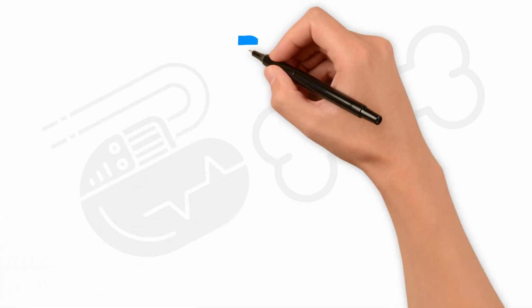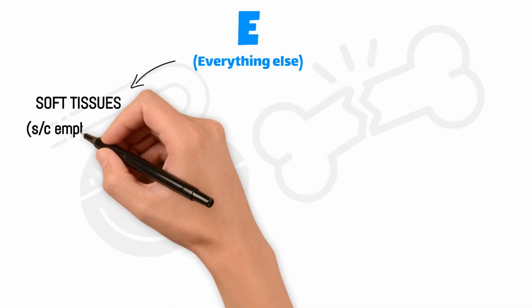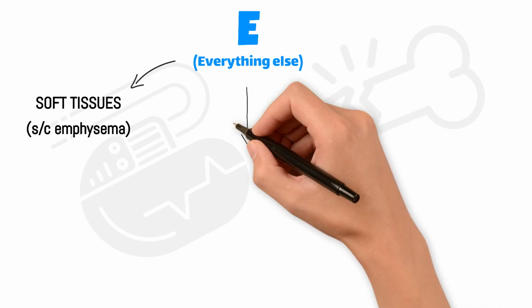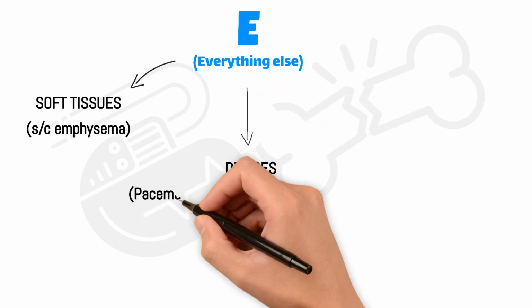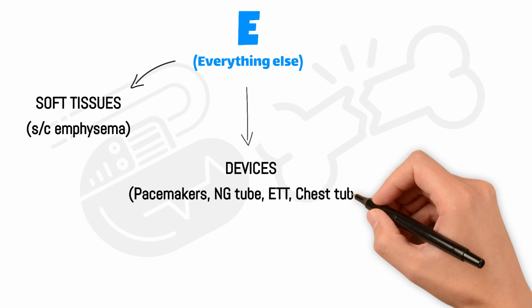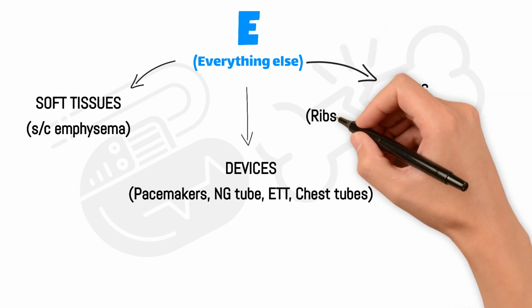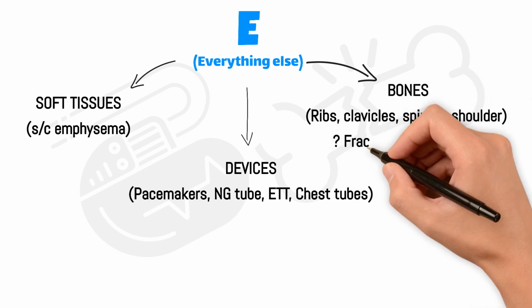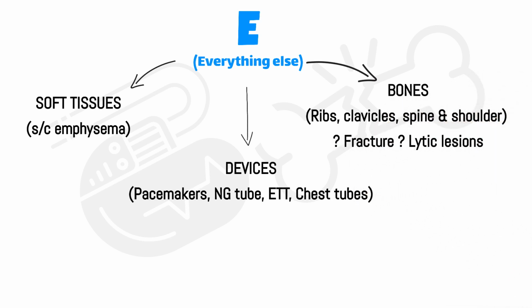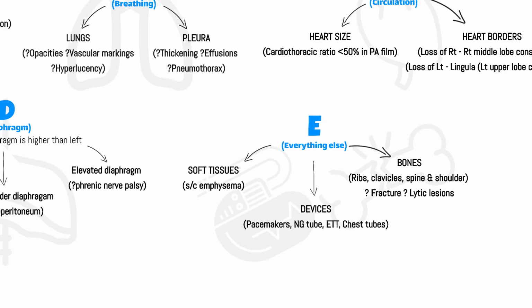Moving towards our last alphabet, which is E, for everything else, which includes soft tissue. So you'll be checking for any subcutaneous emphysema. You'll be looking for any devices like pacemakers, NG tubes, ETT tubes, or any chest tubes. And lastly, you'll be looking at the bones: ribs, clavicle, spine, and shoulder, for any fractures or any lytic lesions.